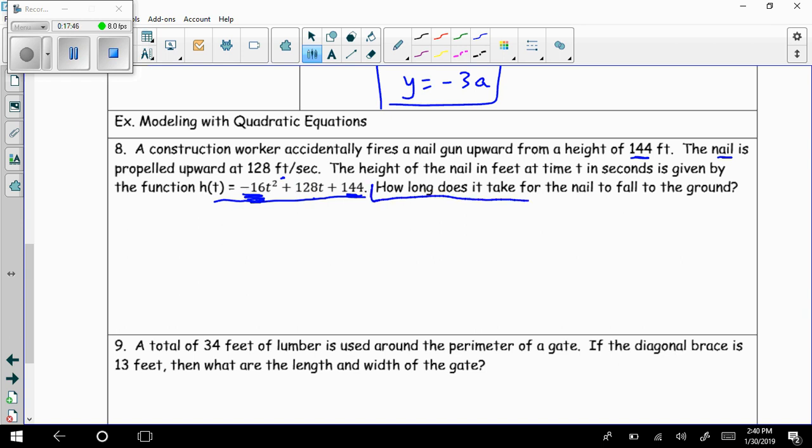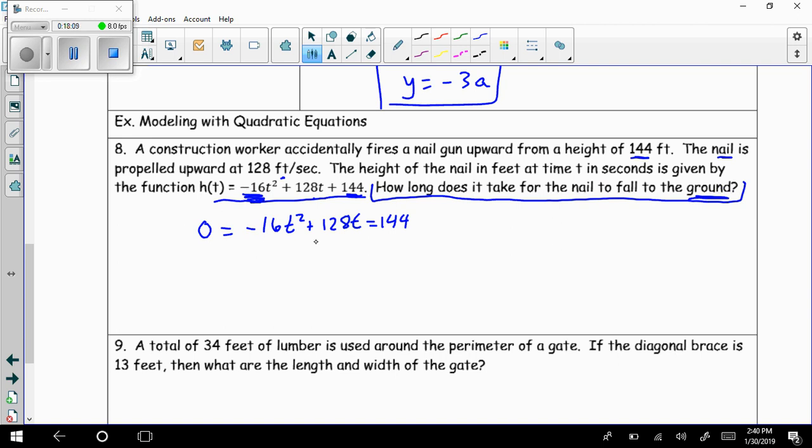It will often then ask, how long does it take for it to fall to the ground? Okay, well, it's not going to tell you the ground height is 0. This is just something you have to know. So we're taking this whole equation, we're just setting it equal to 0. So negative 16t squared plus 128t is equal to 144.